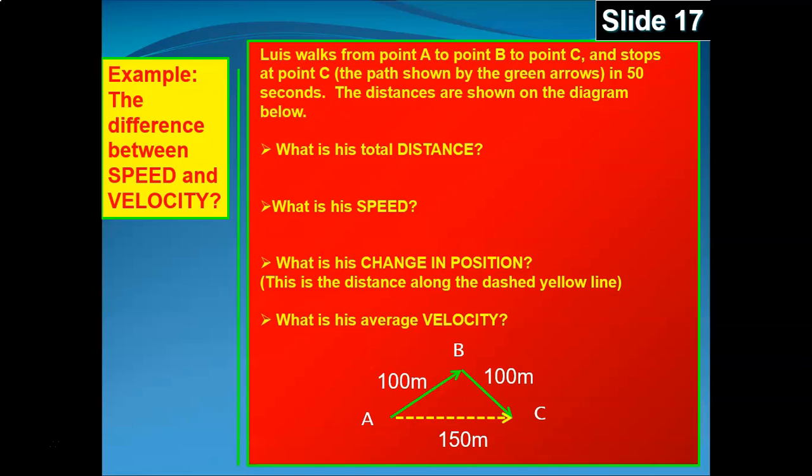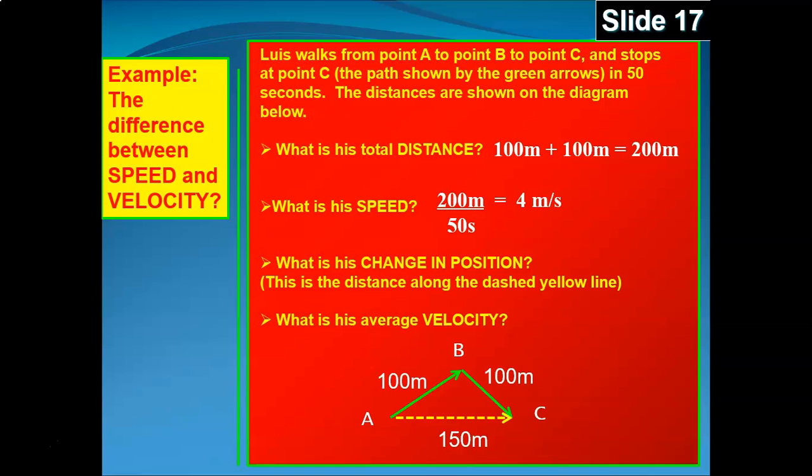So what is his total distance? Well, he walked 100 meters from A to B and then 100 meters from B to C, so the total distance he walked was 200 meters. So what is his speed? Speed is distance divided by time, so that's 200 meters divided by 50 seconds is 4 meters per second.